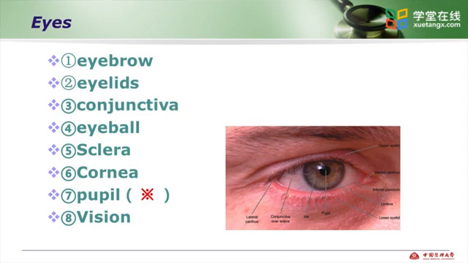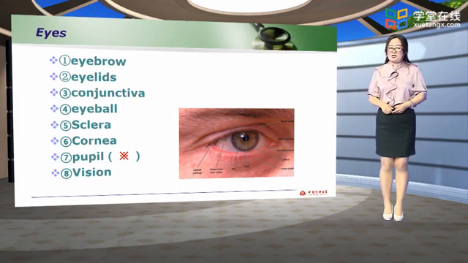Okay, after the examination of hair, scalp, and skull, let's focus on the examination of the cranial organs according to the order of eyes, ears, nose, mouth, and throat. Today, we only talk about the key parts. When we examine the eyes, first, let's look at the picture. There are some landmarks on the picture: the eyebrow, eyelids, conjunctiva, eyeball, sclera, cornea, pupil. At last, we should examine the vision.